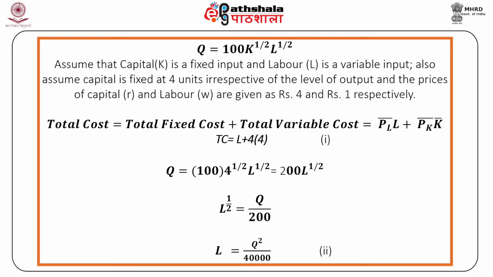Total cost = TFC + TVC, which is equal to PL into L plus PK into K, which is equal to PL bar into L plus PK bar into K bar. Thus, TC = L + 4 × 4. This is equation 1. Q = 100 × 4^(1/2) × L^(1/2), which is equal to 200 L^(1/2). Thus, L^(1/2) = Q/200. Hence, L² = Q²/40,000.